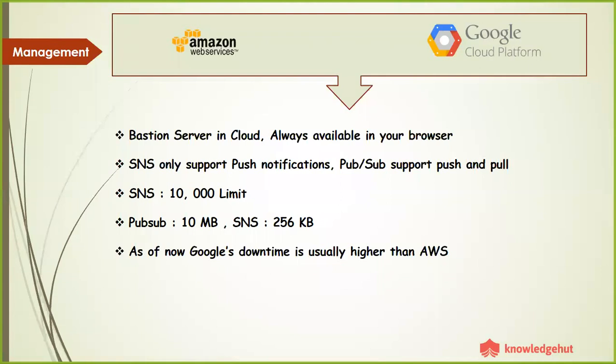As of now, Google's downtime is usually higher than AWS. This really needs to be noted. According to some data available in the market, in 2015, AWS was down for about 2 hours, while Google was down for around 12 hours throughout the year. This is really a bigger one. Things are improving in recent times, but still, AWS is the leader and stable, so this is quite understandable.